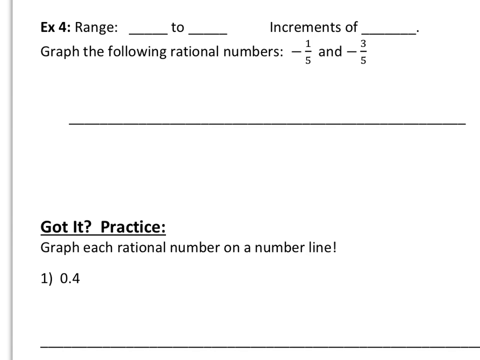So for example 4, they're going to give us a range of 0 to negative 1, and the increments will be 2/10 for each increment. And they want us to graph the following rational numbers. They want us to graph negative 1/5, and they want us to graph negative 3/5.